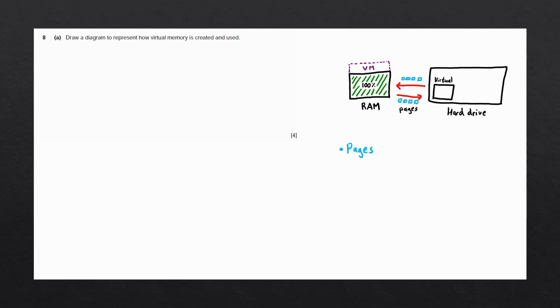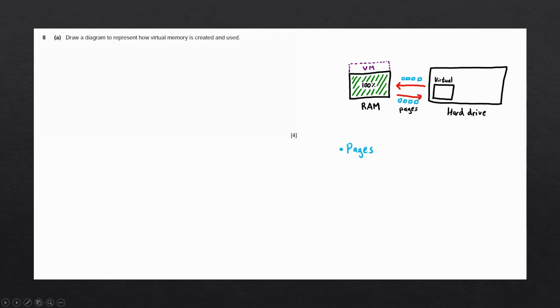When RAM requires new pages to be loaded, virtual memory will load those pages into RAM, and RAM will send pages back to virtual memory. This process is known as swapping. Swapping is great when the RAM is at 100% capacity. But the more the system swaps, the slower it's going to get.